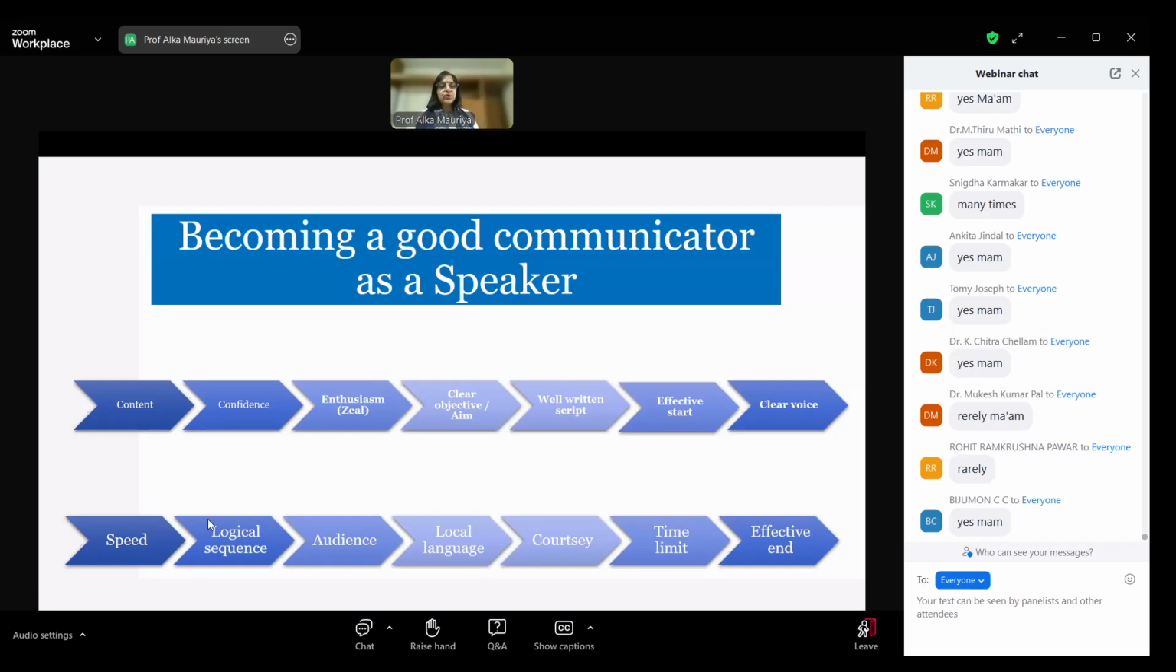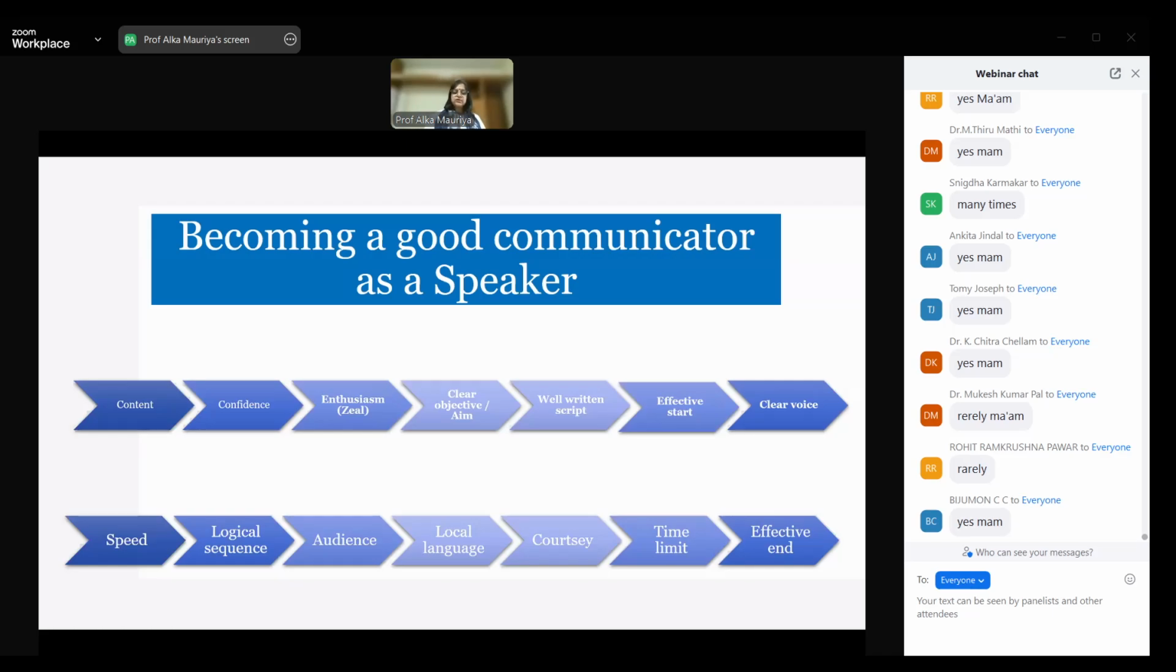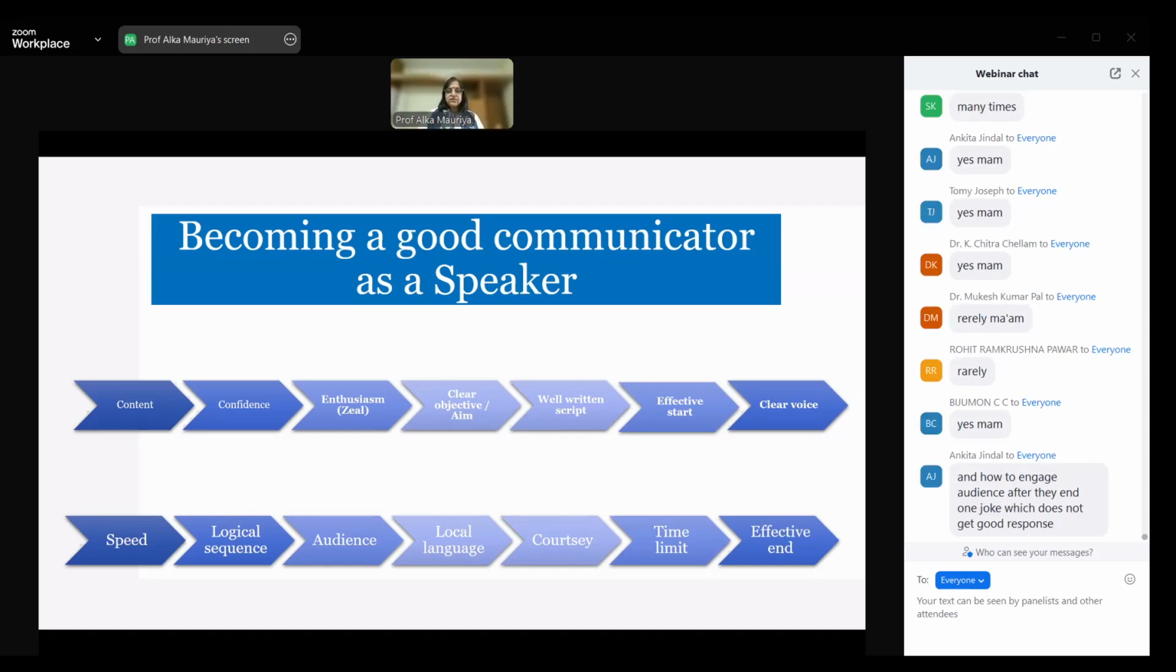So that is what I want to convey here: as a teacher, to have a very interesting session, it is not only important to have a good start, but it is also equally important that we have a good end. Professor Ankita has written about how to engage the audience after one joke does not get a good response. Good, right? So we have to be creative.